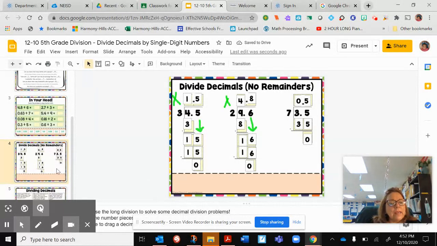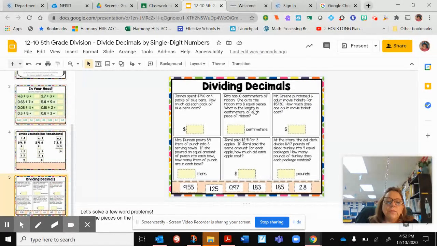All right. Now the last one that you have, we have 6 problems. So let's go ahead, and I'm going to kind of work these problems out on the side. You'll need to work these in your journal and then show me tomorrow. James spent $7.40 on 4 packs of blue pens. So how much did each pack of pens cost?